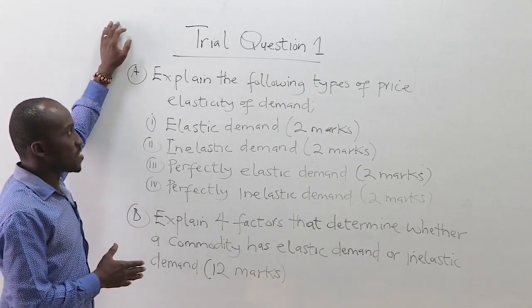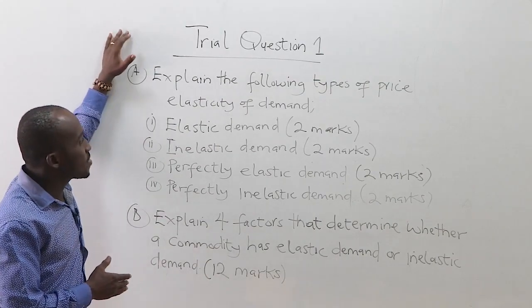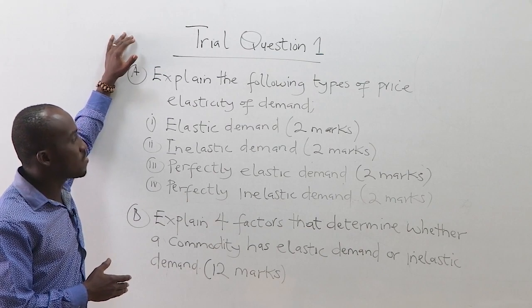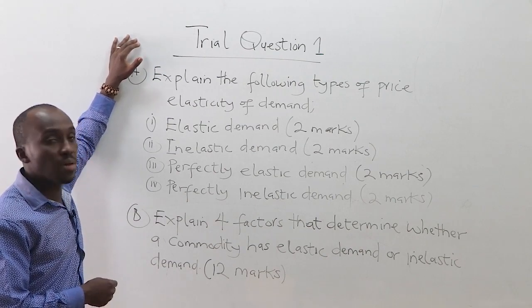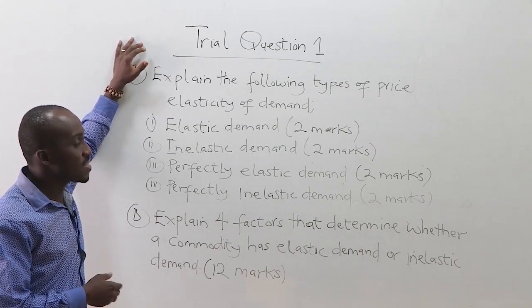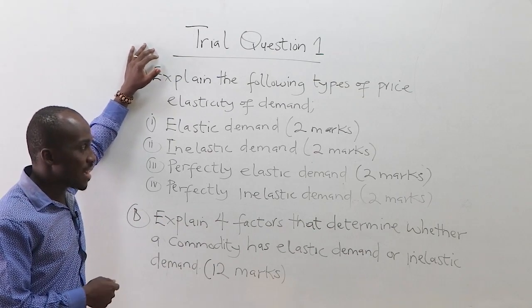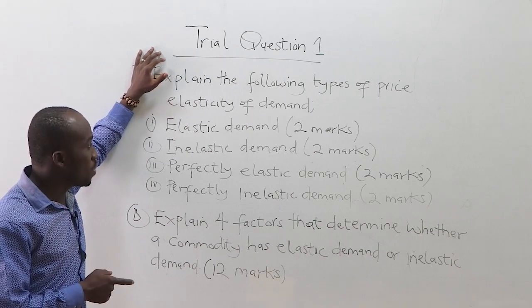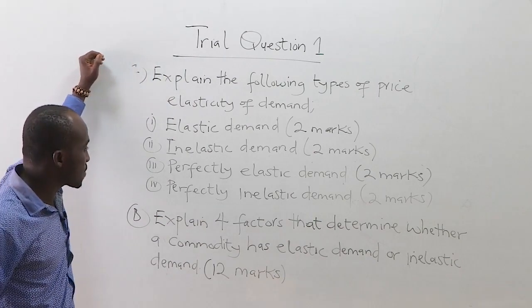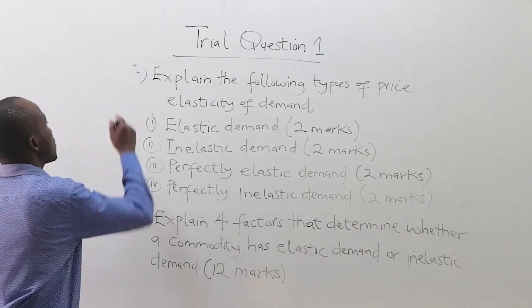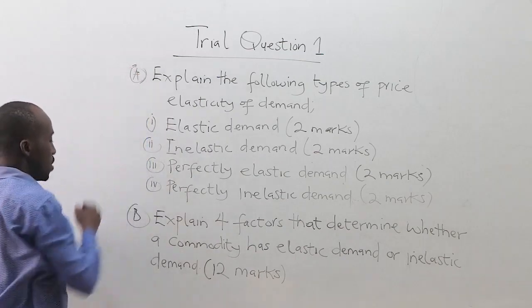So we have this try question for you. Number 1, explain the following types of price elasticity of demand. Elastic demand, 2 marks. Inelastic demand, 2 marks. Very elastic demand, 2 marks. Very inelastic demand, 2 marks. So 2 marks, 2 marks, 2 marks, 2 marks. That gives you 8.